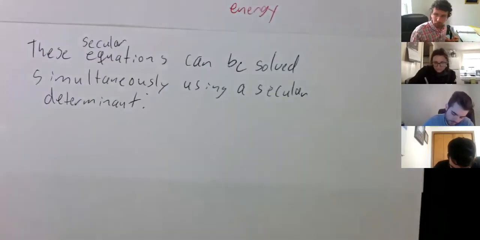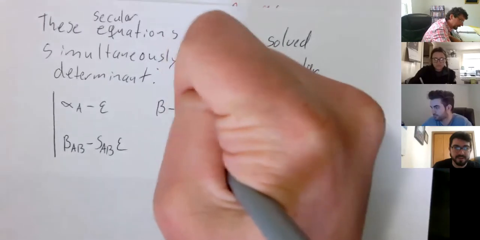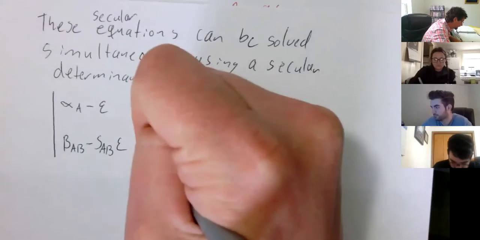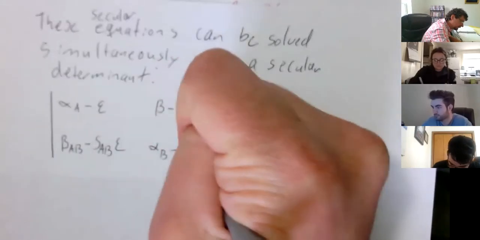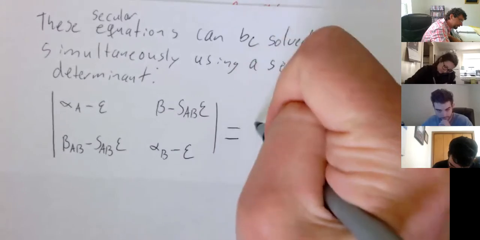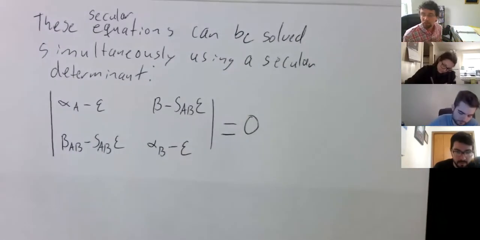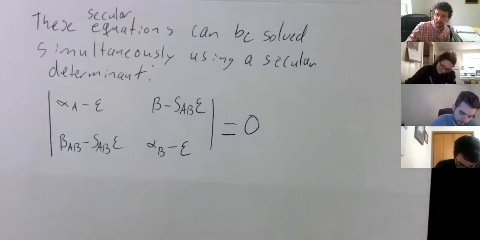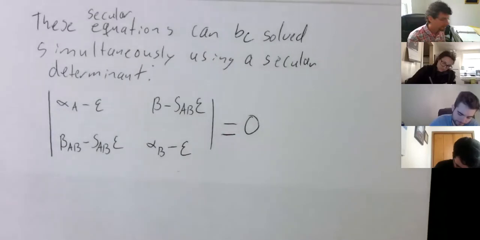So with the secular determinant, we're looking at trying to minimize the energy. We have alpha A minus epsilon, beta AB minus S AB epsilon, beta minus S AB epsilon, alpha B minus epsilon. And we're going to come back to that a couple times, especially when we get to Huckel theory. Hopefully we can do that relatively soon. That might just be the next class.